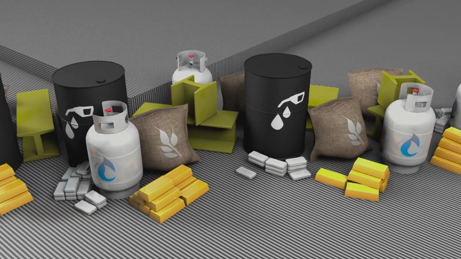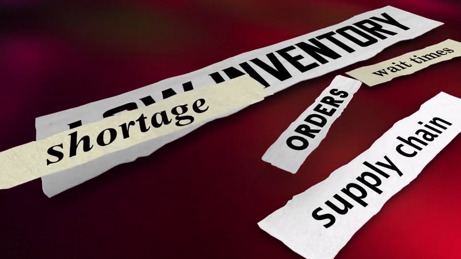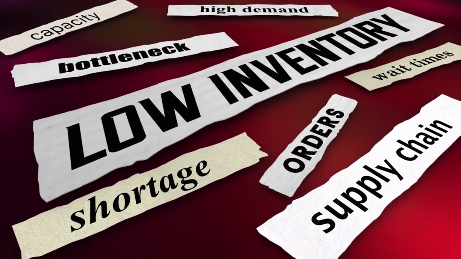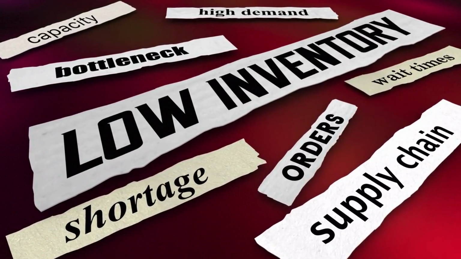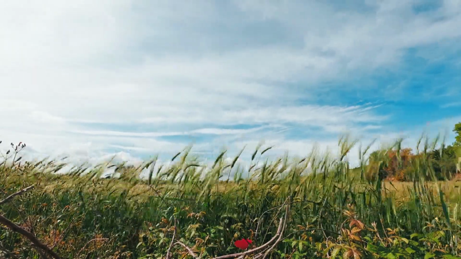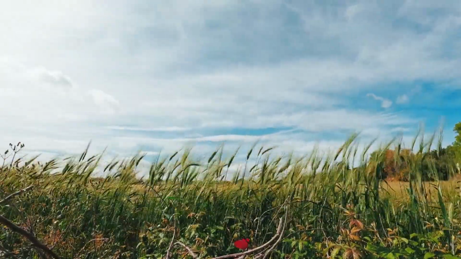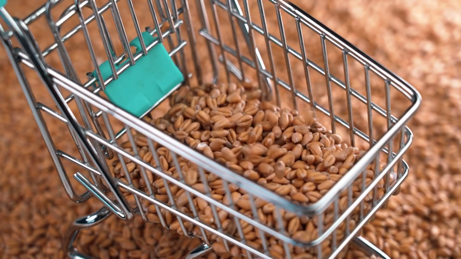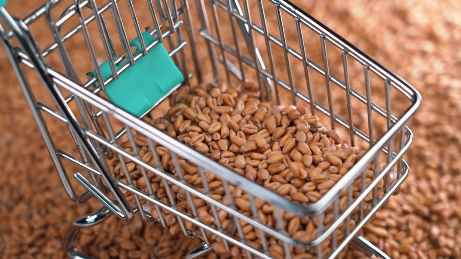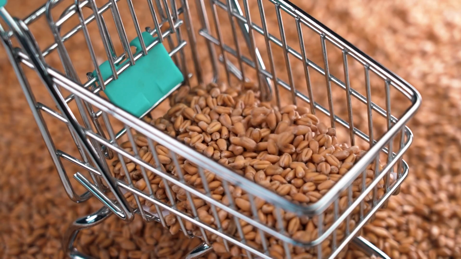Now, let's turn our attention to supply. The law of supply states that, all else being equal, an increase in price results in an increase in the quantity supplied. This means that as prices rise, producers are more motivated to supply more of a good or service to the market. For example, if the price of wheat rises due to high demand for bread, farmers may decide to plant more wheat to take advantage of the higher prices.